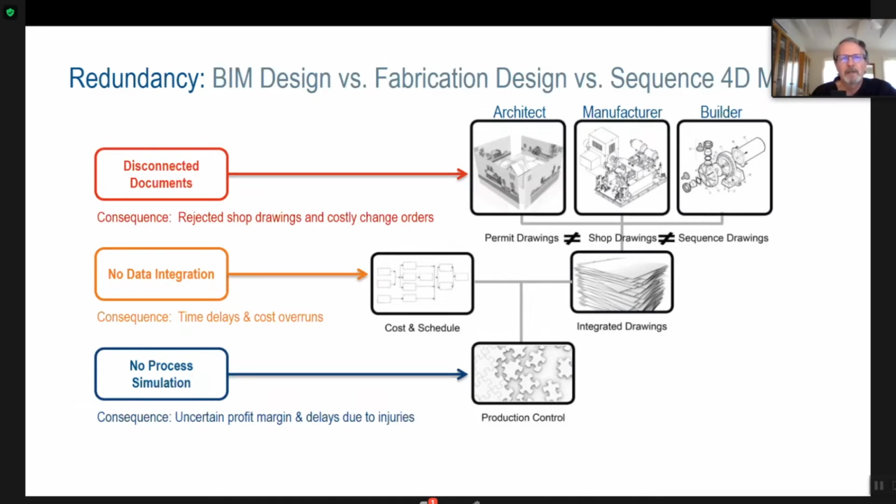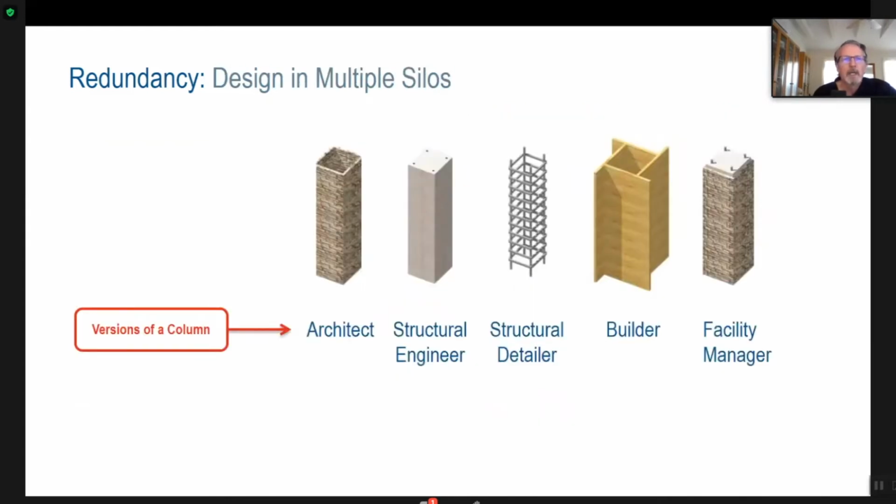IFC is not really going to fix it. It's very problematic. But imagine we had integrated drawings from these sources. Imagine we had integrated models. Then we want to connect them to cost information and schedule information. If we could do that, we could actually create a production control system that would eliminate a substantial portion of that 30% waste.